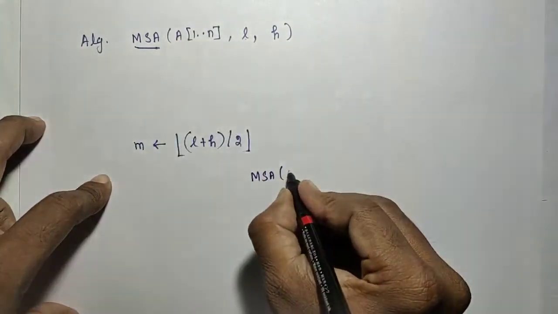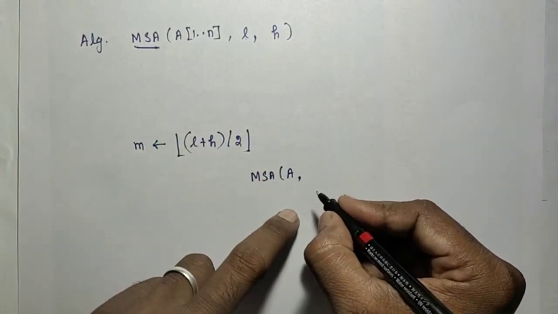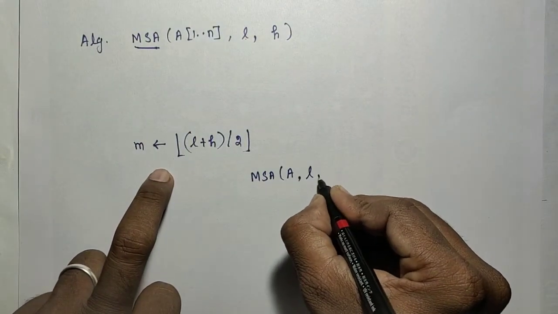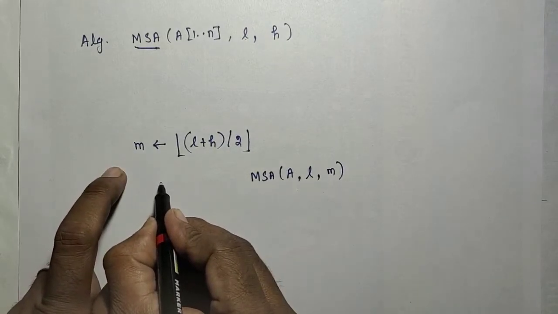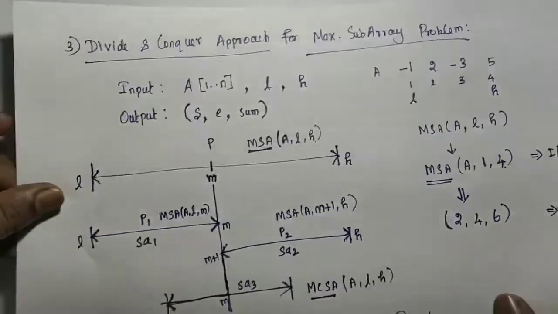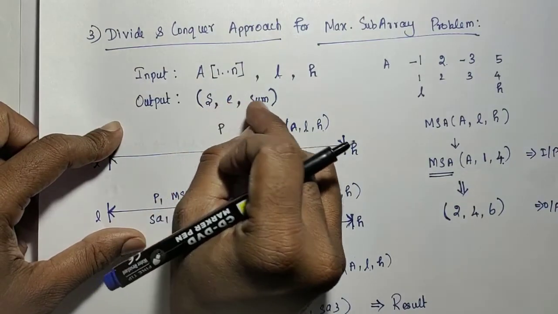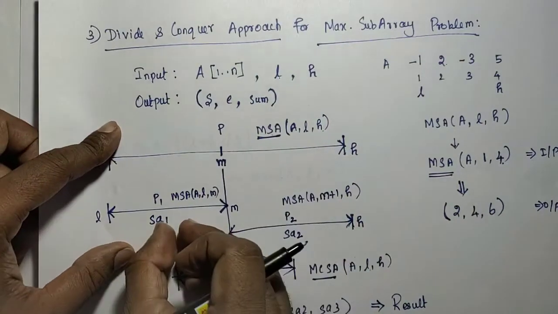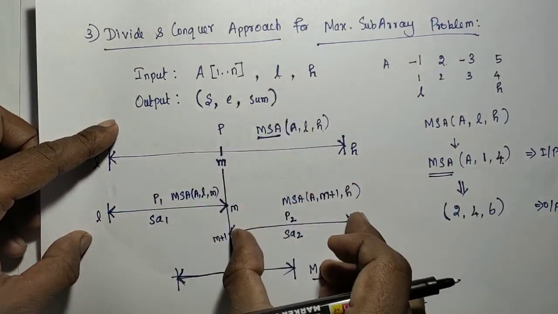the same array as the input. The same array has to be passed as an input, but the range, instead of L to H, I want to find the maximum subarray from L to M. Say this is one subarray. This is going to return one subarray. The subarray representation we are using here is S, E, sum. This subarray is obtained from the left half of the input. This subarray is the right half.